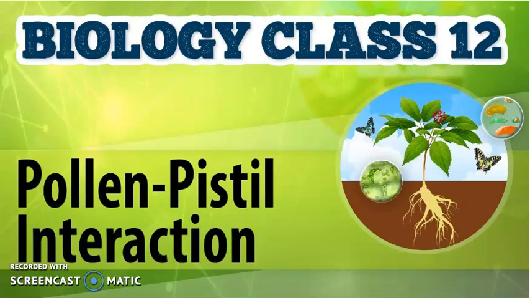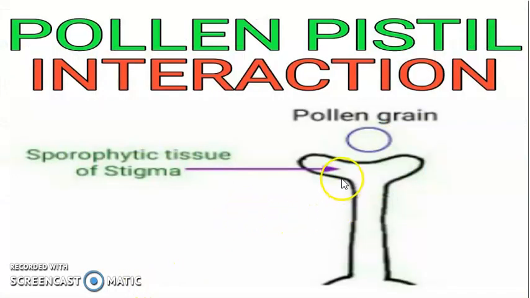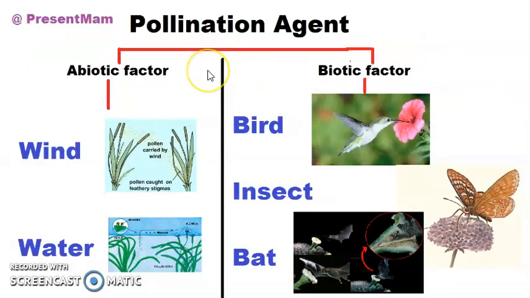Today, we will learn about the pollen-pistil interaction. In pollen-pistil interaction, pollen grains are deposited on the surface of stigma. This process starts with the pollination and ends with the fertilization process. In this process, pollination is carried out with the help of pollinating agents. Pollinating agents may be in the form of abiotic factors or biotic factors.